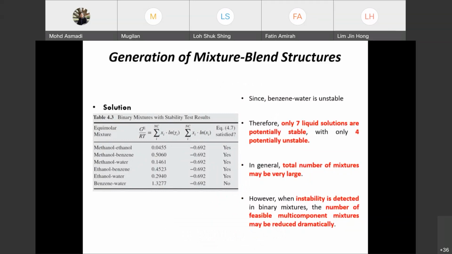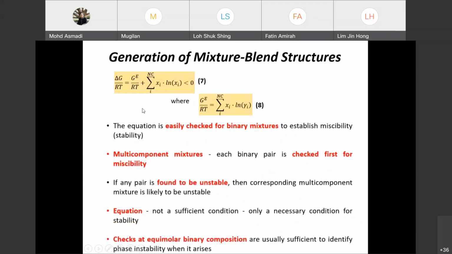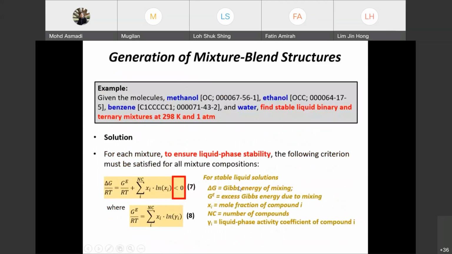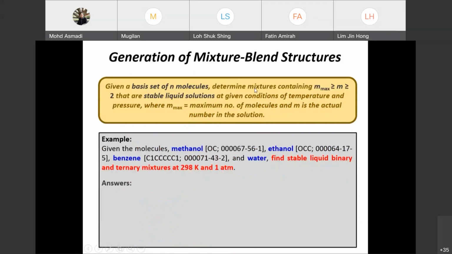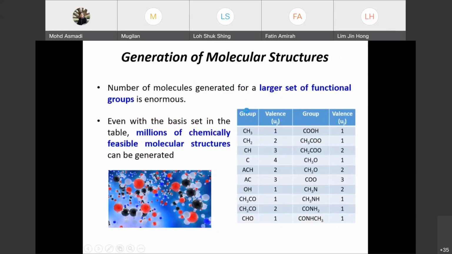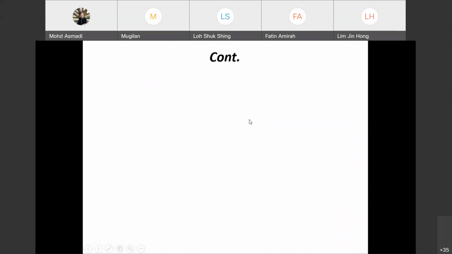Okay, clear? So for the binary mixture, the important thing is this one: delta G gives energy of mixing. Please remember this, because for the molecular structure, the important thing is this one.